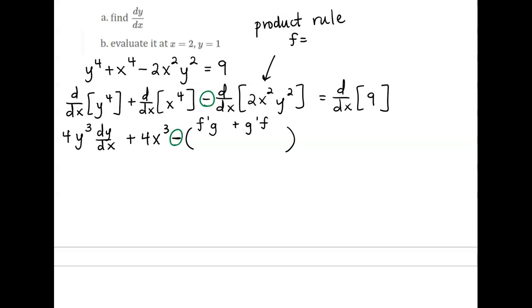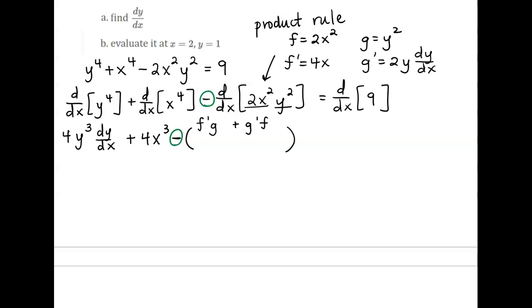So f is 2x squared, g is y squared. So I've picked two different factors that are in that product, and now let's go take the derivative of both of them. F prime is 4x, g prime is 2y dy/dx. So we brought the exponent of 2 down, the new exponent on y is 1, and we pick up that dy/dx.